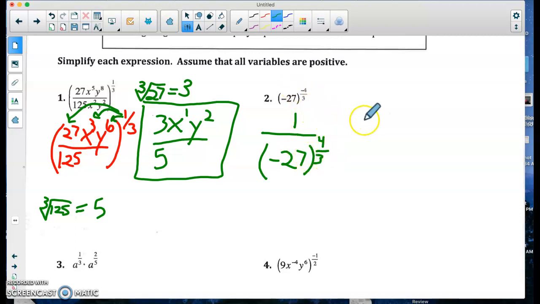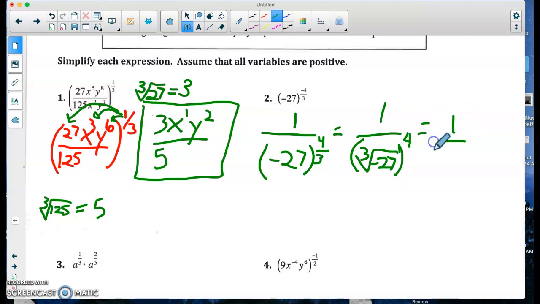Now I'm going to rewrite this the same way I wrote it on the top there. I'm going to rewrite that the 3 on the bottom is really a cube root. So I have the cube root of negative 27. And I'm really taking this to the 4th power. Okay. Again, using our power sheet, the cube root of negative 27 is negative 3. And I'm taking this to the 4th power. So we're going to have negative 3 times negative 3 times negative 3 times negative 3, which gives us positive 81.